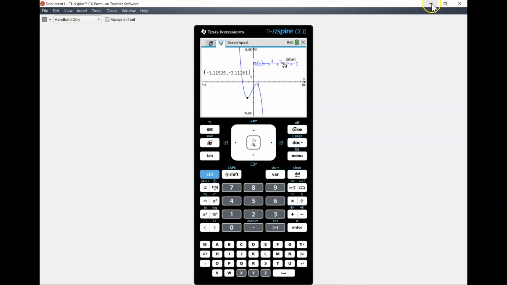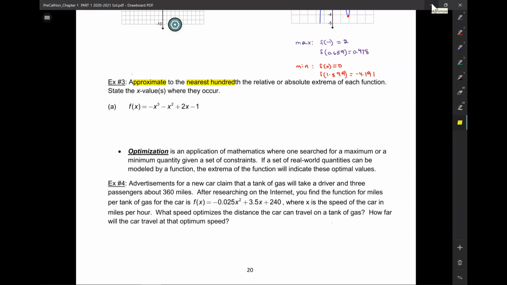1.22, right? So what we're going to write here is, if it says the x values where they occur, we're going to say x equals negative 1.22 is our relative min, and we can just say min for that one. And then we're going to move on to the max. But if it didn't specify to just give the x values, you would give both x and y, and you would say f of negative 1.22 is equal to negative 3.11.